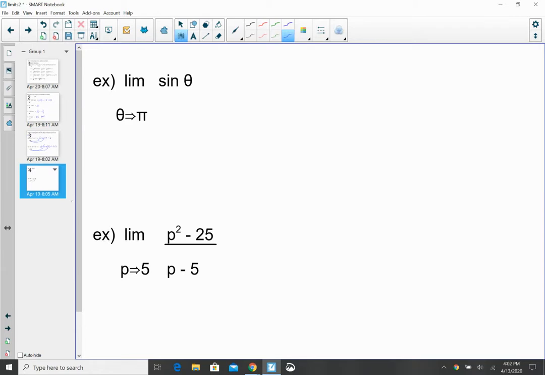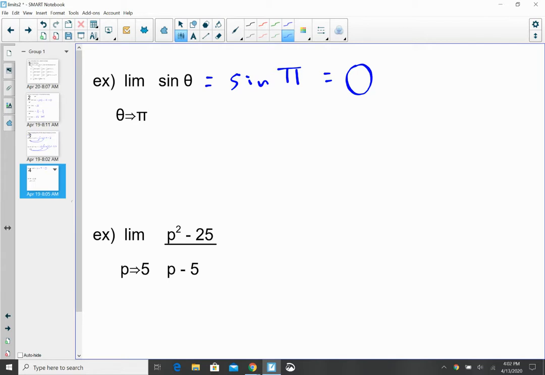We can also have trigonometric functions, but we're going to spend a lot of time with certain trigonometric functions because some of them are kind of weird. But in a situation like this is still kind of basic. Sine of theta, theta is going to pi. So it's the same thing as the sine of pi, and you need to know what the sine of pi is. And if you don't know what the sine of pi is, you need to look it up.